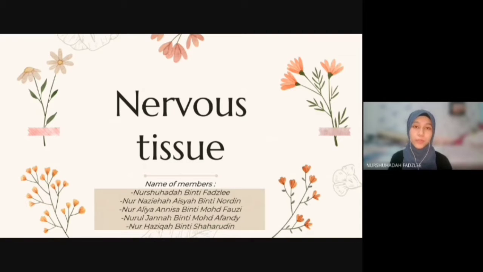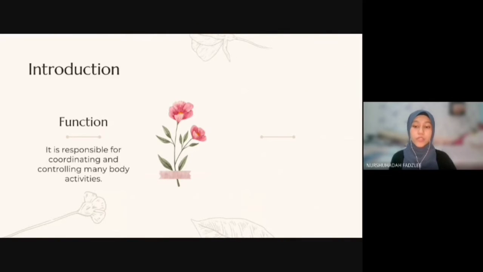So for our video presentation assessment, we are going to present about nervous tissue. The function of nervous tissue is it's responsible for coordinating and controlling many body activities. It stimulates muscle contraction, creates an awareness of environment, and plays a major role in emotions, memory, and reasoning. And then the location. Nervous tissue is located in brain, spinal cord, and nerve.